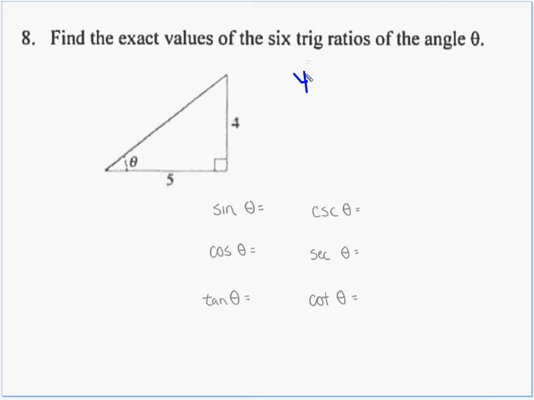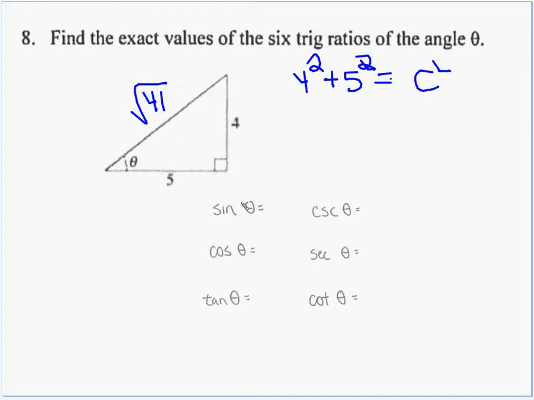A squared plus b squared equals c squared. So if you square this, you get 25. 25 plus 16 is 41. Hypotenuse is root 41. And I encourage you to leave it as a radical. Don't turn that into a decimal.